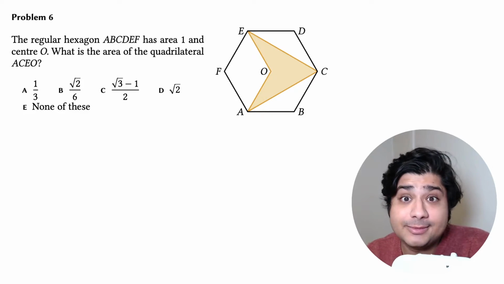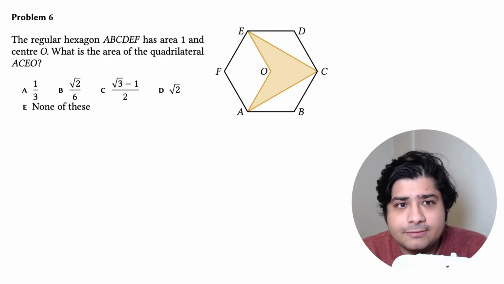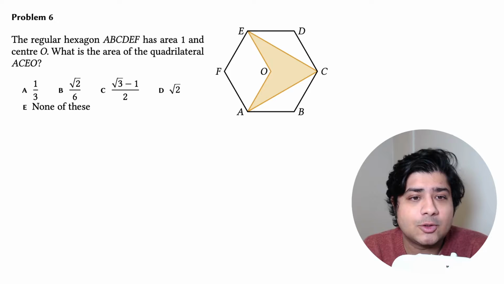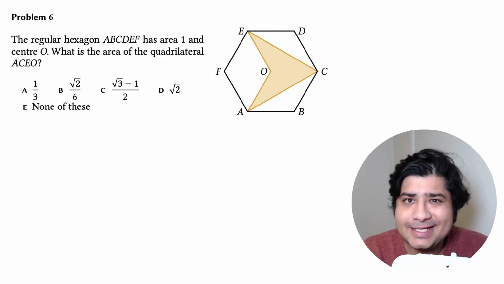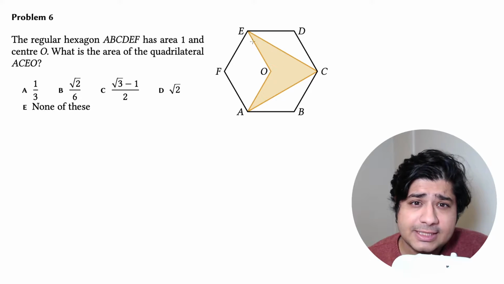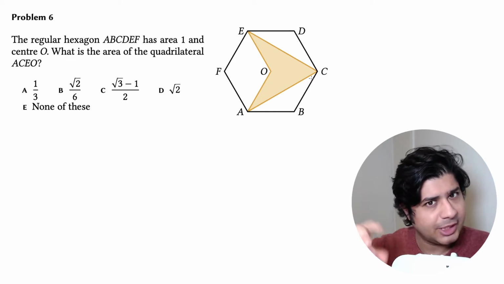Let's have a look at problem 6. The regular hexagon ABCDEF has area 1 and center O. What is the area of the quadrilateral ACEO? So what they're asking is, what is the area of this orange, arrow-looking shape?